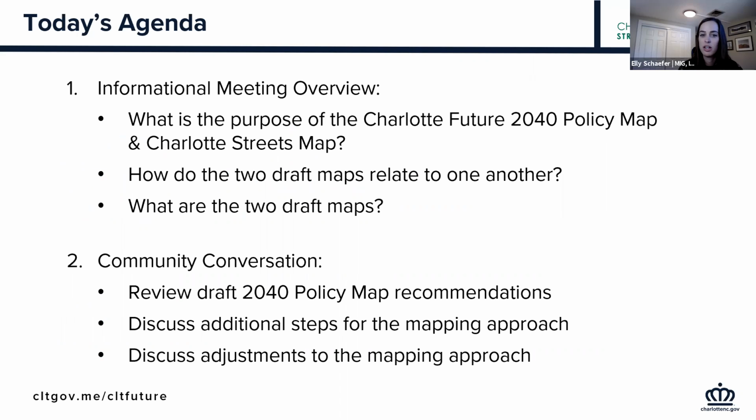On October 13th, we hosted an informational meeting to discuss how two maps, the Charlotte Future 2040 Policy Map and the Charlotte Streets Map, will inform future growth, development, and mobility around the city of Charlotte. In today's meeting, we'll provide a brief overview of what was covered in that informational meeting, including the purpose of each of those two maps and how they relate to one another. The majority of today's meeting, however, will be a community conversation around the draft Charlotte Future 2040 Policy Map. We want to provide an up-close look at how the 2040 policy map recommendations were developed within this community planning area. And then we want to talk about how we might need to revise the citywide mapping approach to make it more accurate or better aligned with the comprehensive plan.